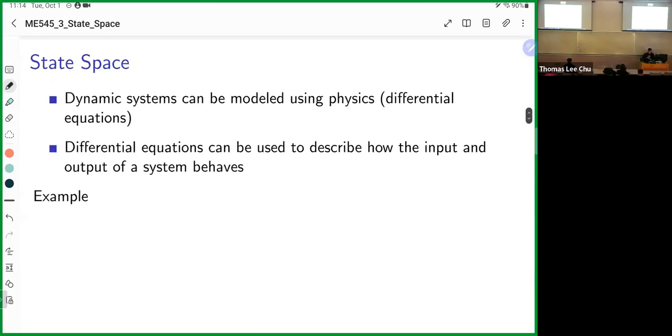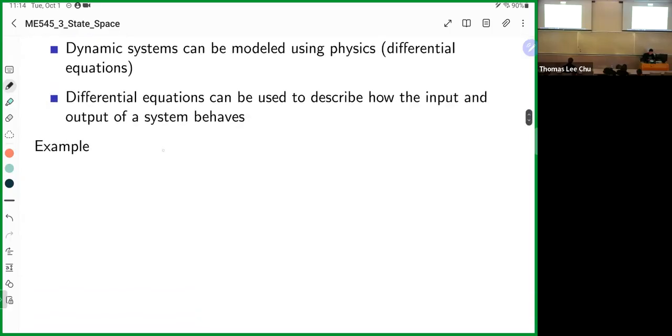So when we're talking about state space, dynamic systems can be modeled using physics via differential equations. And basically what a differential equation tells us is how the input and output of a system behave. So this is nothing new. I mean, we go back to that mass spring damper again, because I find it fairly intuitive.